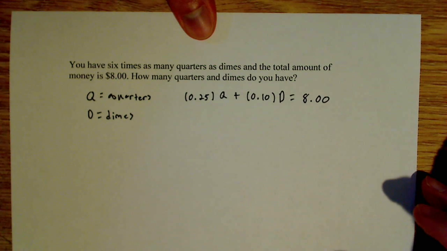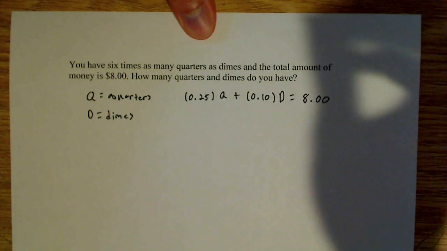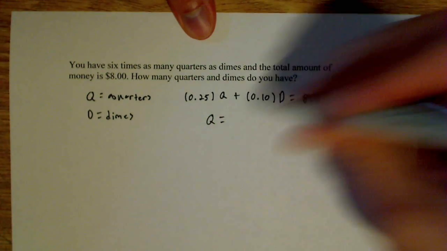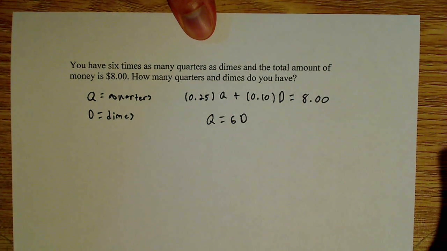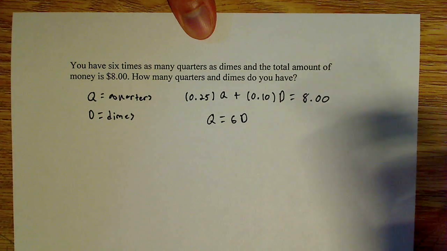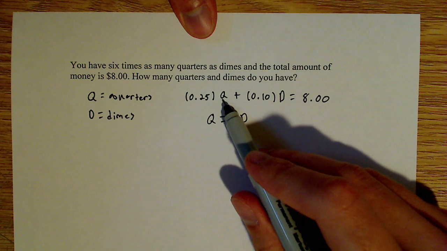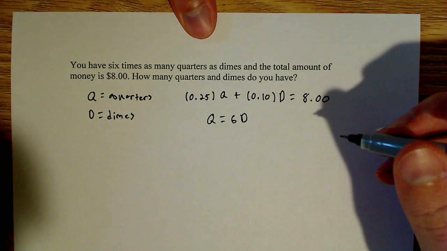Now it says up at the top that you have 6 times as many quarters as dimes. Okay, so that's easy. All that means is that Q, the number of quarters, is equal to 6D, right? Now, to solve this, we have 2 equations and 2 unknowns, so we can substitute this Q right here for this Q, and we can solve the problem. And that's exactly how I'm going to do the problem.